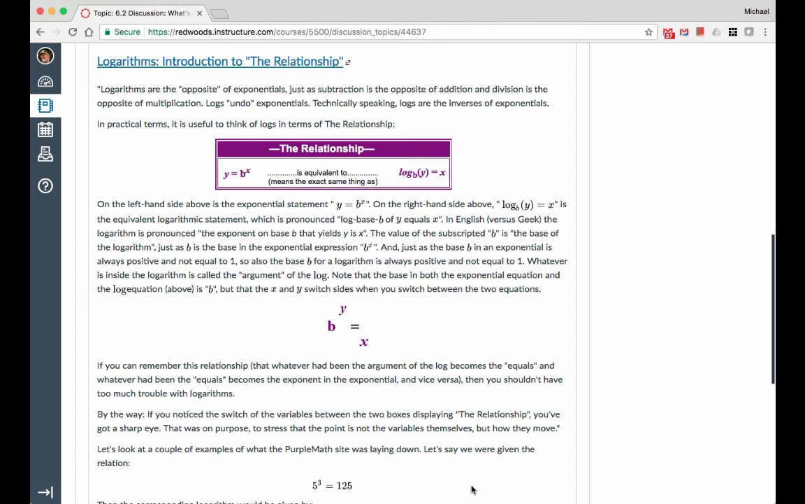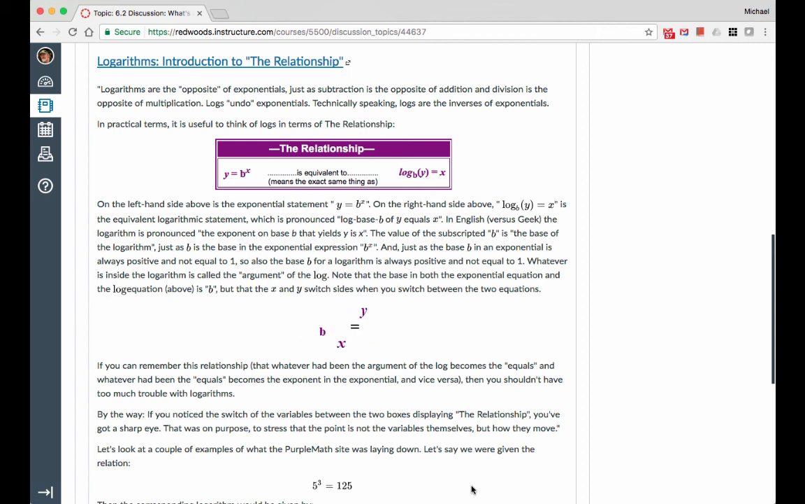Logarithms are the opposite of exponentials, just as subtraction is the opposite of addition and division is the opposite of multiplication. Logs undo exponentials. One undoes what the other one did. Technically speaking, logs are inverse functions to that of exponential functions. We'll talk about that a bit more as we work through here.